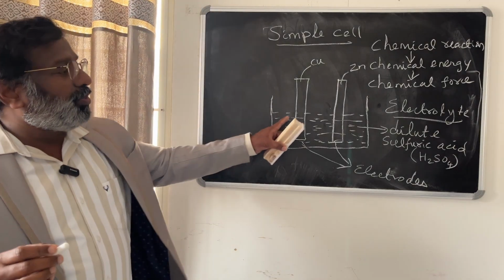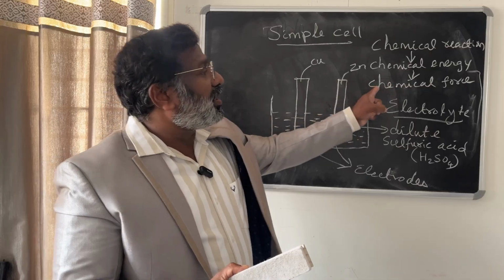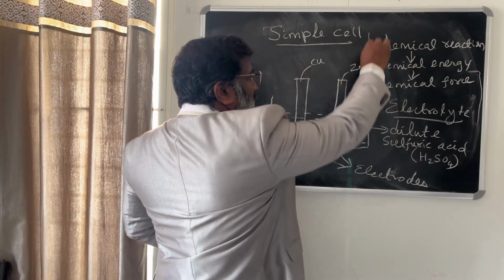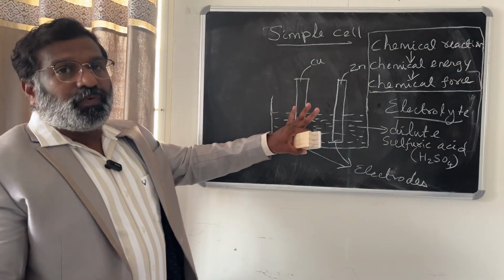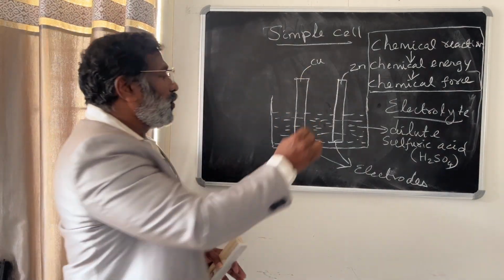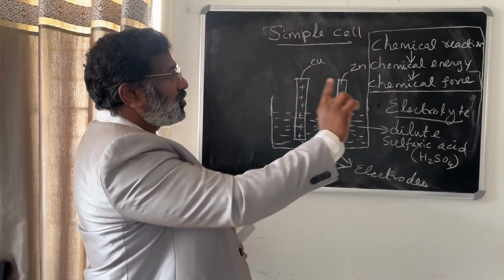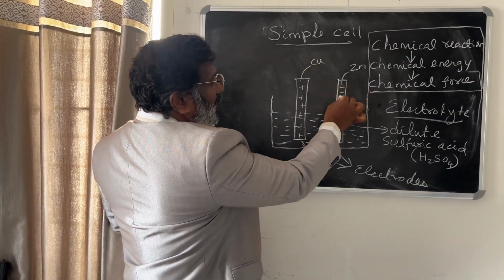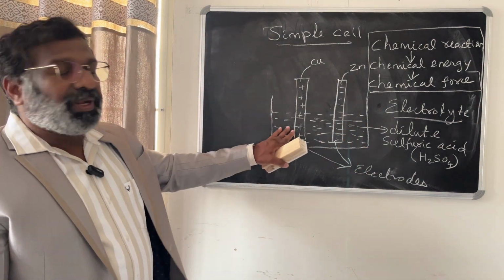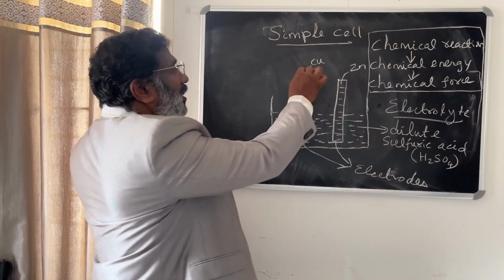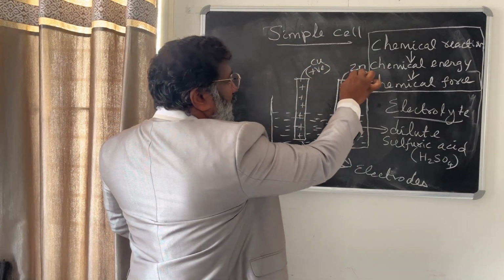Due to the chemical reaction between the electrodes and the electrolyte, chemical energy is released, which has its corresponding chemical force. This chemical force charges the copper electrode to positive potential and the zinc electrode to negative potential. So the copper becomes the positive electrode, and the zinc becomes the negative electrode.